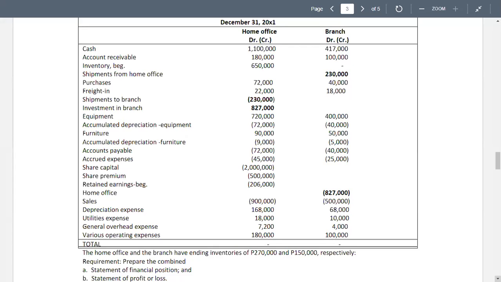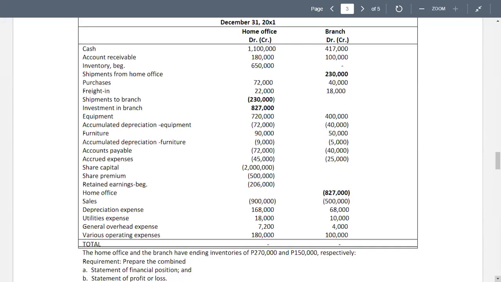Equipment, debit plus debit. So, you have a debit balance of 1,120,000. Accumulated depreciation of equipment is a credit of 112,000. So, you enclose 112,000 in parentheses.